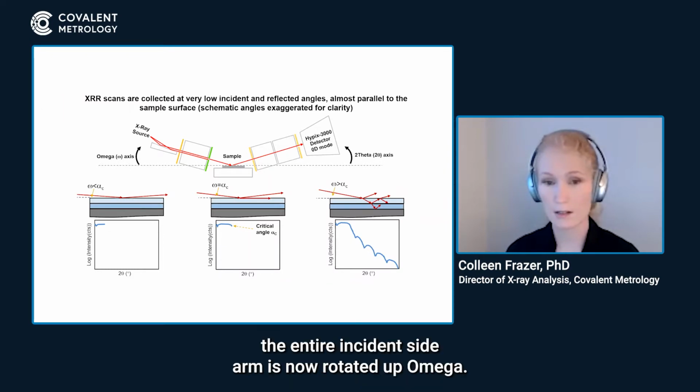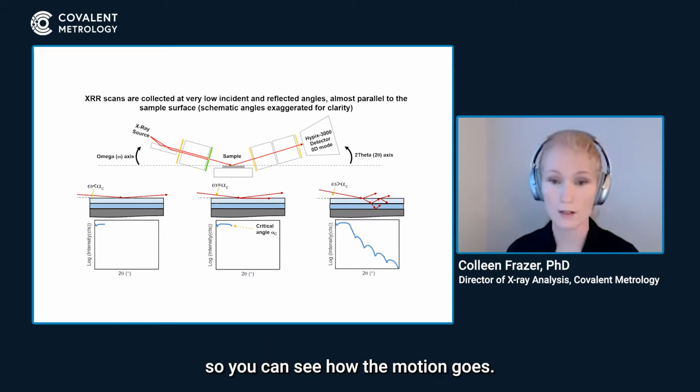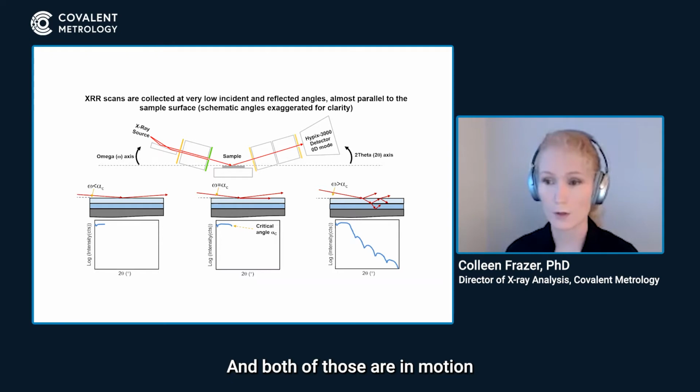The entire incident side arm is now rotated up in omega, and the entire receiving arm is rotated up in 2 theta. So you can see how the motion goes, and both of those are in motion for a 2 theta omega XRR scan. So what happens during the scan?